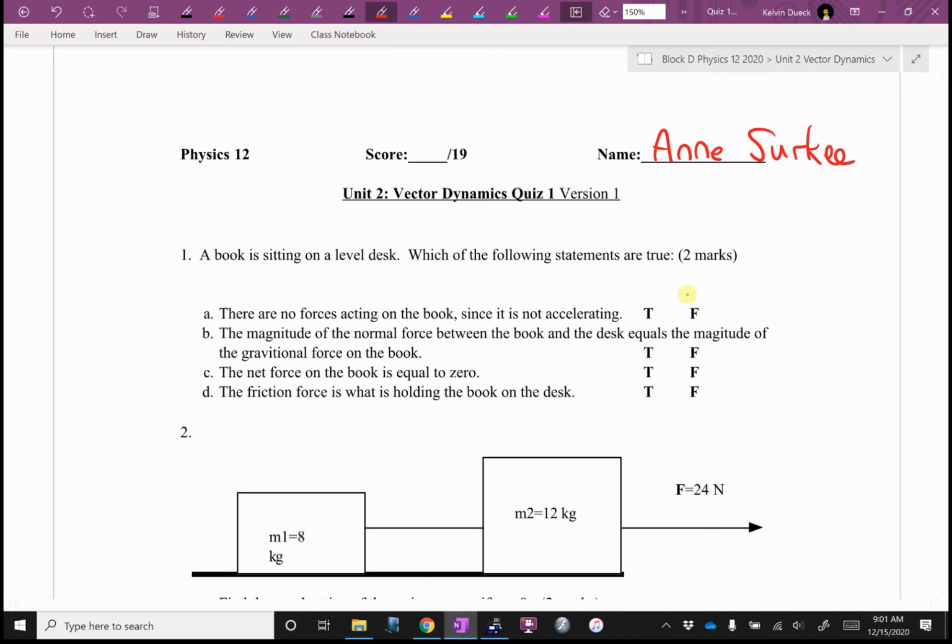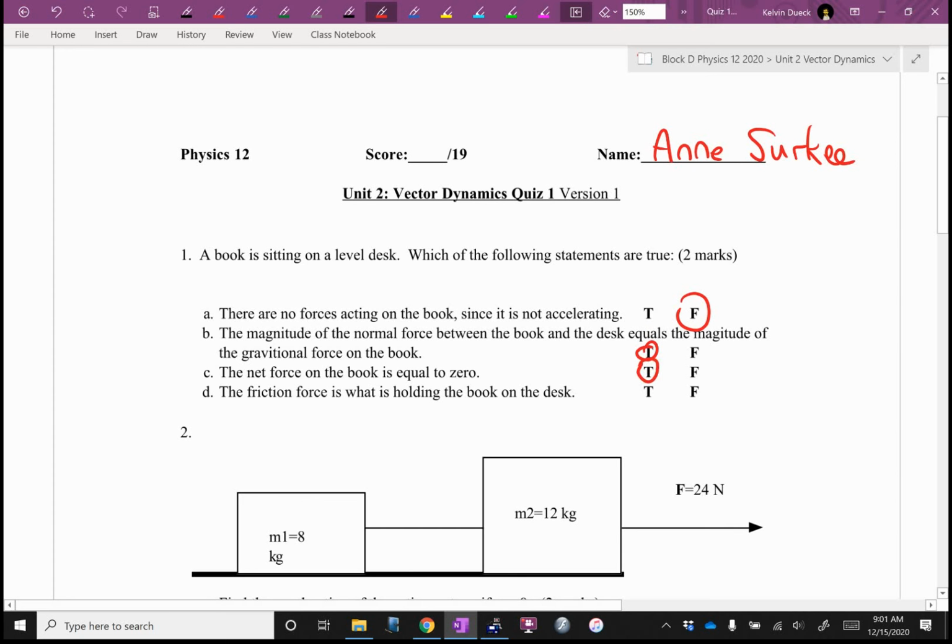But yeah, so false. B, the magnitude of the normal force between the book and the desk equals the magnitude, oh, missing the N in there, I'll have to fix that, of the gravitational force on the book. I think that's true. Yeah, mg and Fn are equal. C, the net force on the book is 0. Oh, that's true, because it's not accelerating.